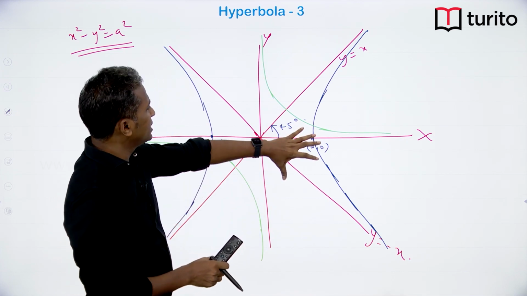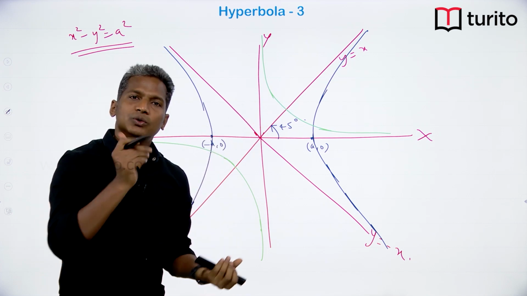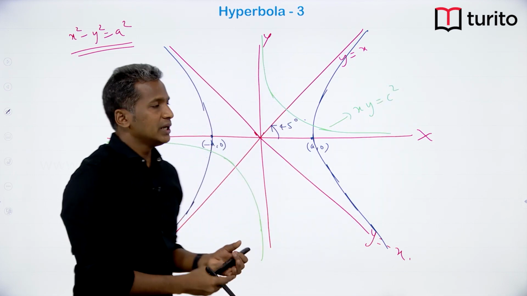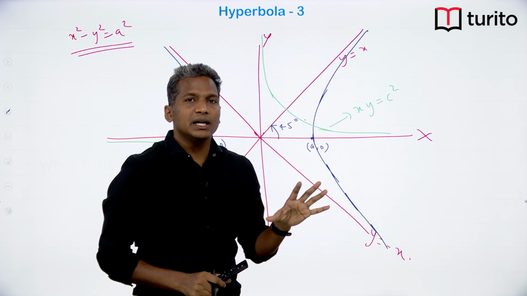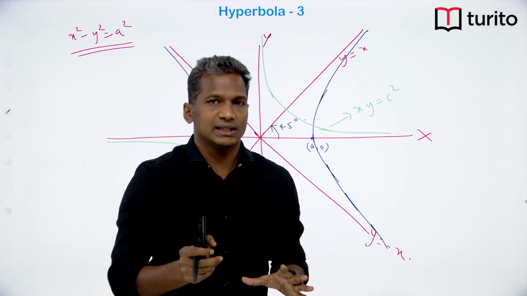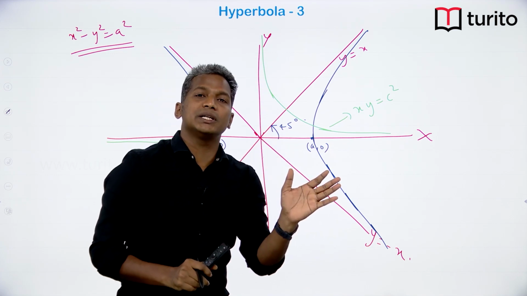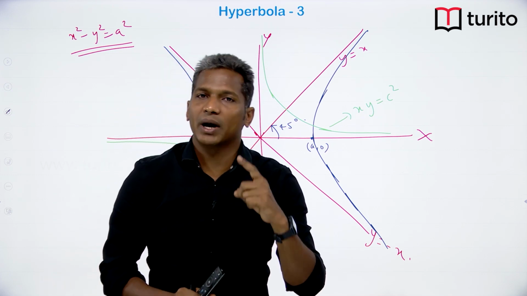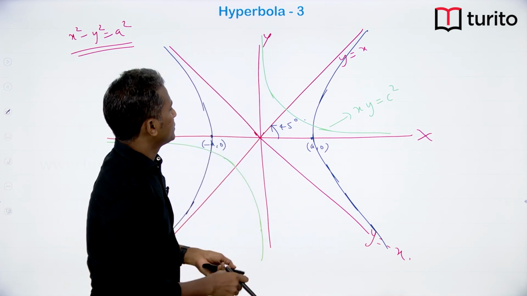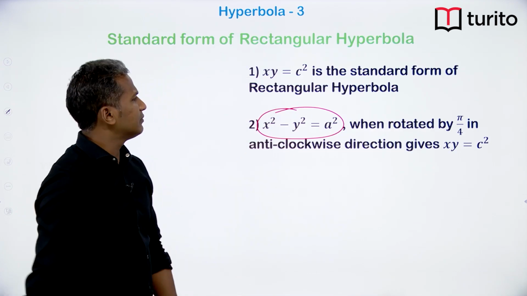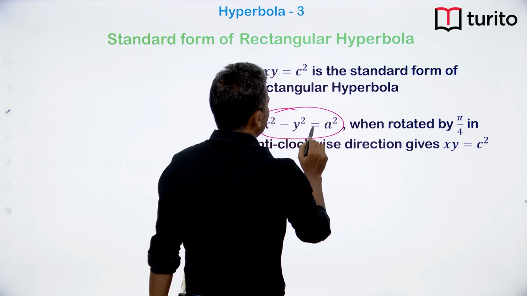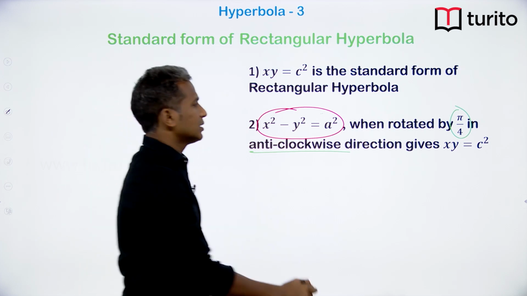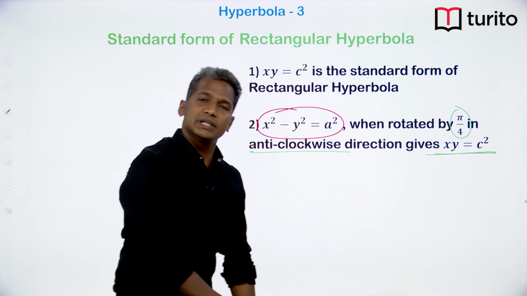Okay. So, this is basically the idea of the rotation of a rectangular hyperbola. Okay. So, when we rotate this blue hyperbola, we will get the green hyperbola, whose equation we can always take as x into y equal to c square. So, here if you understand, the rotation is for the curve, not for the axis. Now, if you want to keep the curve constant and rotate the axis, you have to rotate the axis in the clockwise direction by 45 degrees. Okay. So, this is the basic idea that we have discussed here: when this curve is rotated by pi by 4 in the anti-clockwise direction, it gives the curve x into y equal to c square.